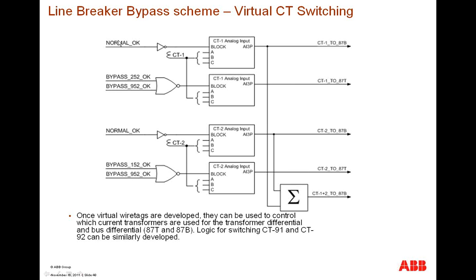So in logic, if we have our normal condition okay, we would invert that, making that a 0, and not allowing it to block the current contributions from CT1, shown here in the top function block. This would then allow this function block to pass the CT currents from CT1 going to the bus differential, and as well passing the CT current contribution from CT1 to the transformer differential.